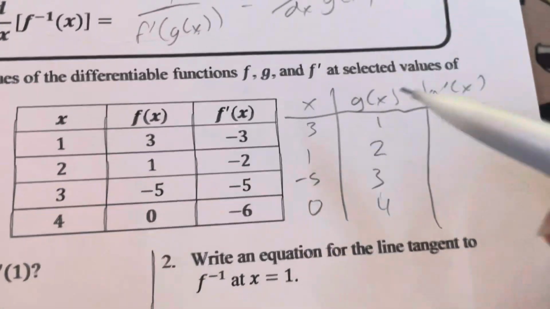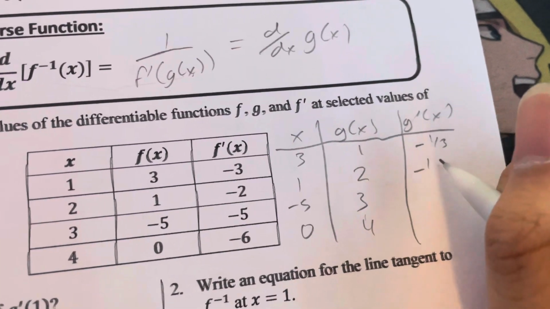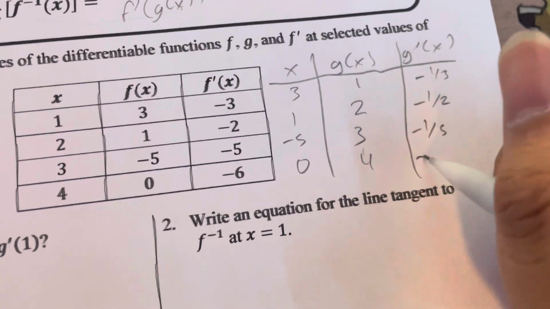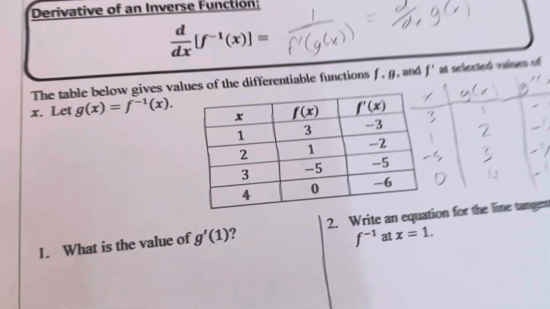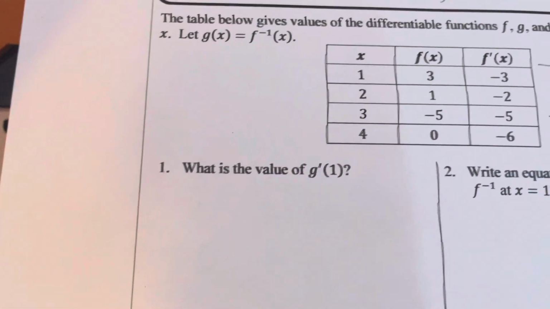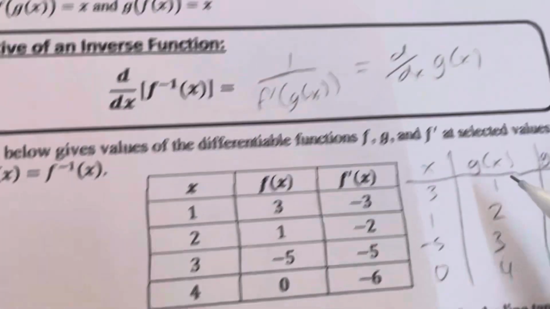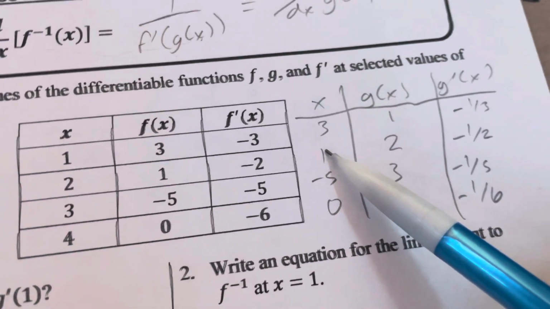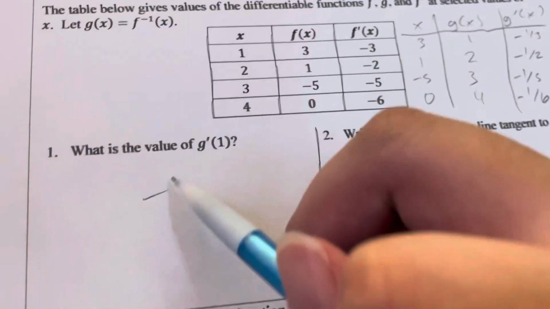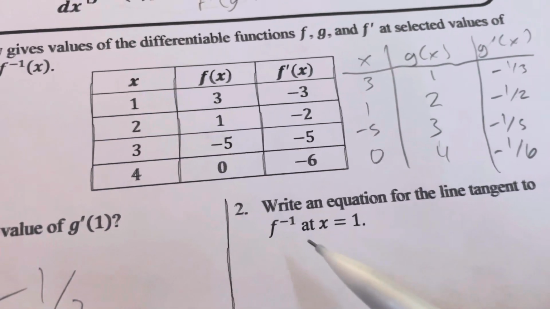And the values of f prime over here are just 1 over whatever number this is. So negative 1 over 3, -1 over 2, -1 over 5, and -1 over 6. So now that the table's here, we can just answer questions without really having to do work. So what is the value of g prime of 1? So we go to our table. When it's 1, what is the value? -1/2.